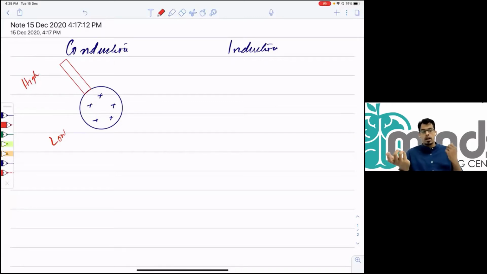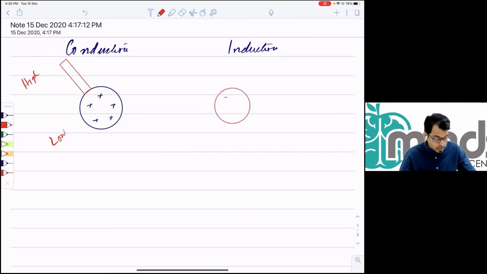But by moving a coil or by moving a conductor in a magnetic field, you can generate current. That is an abnormal way of production of electricity. That's why in IGCSE level, we used to study electromagnetic induction. Fortunately, in AS level, we didn't have electromagnetic induction, and in A2 level, you will study it in detail. So induction means abnormal.